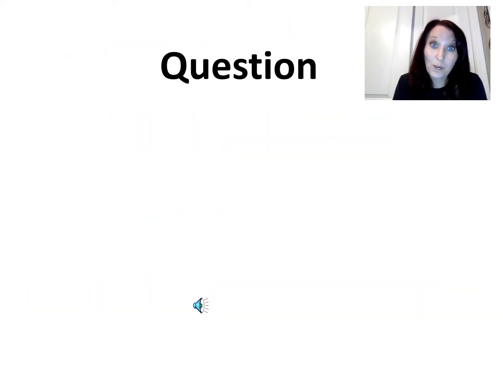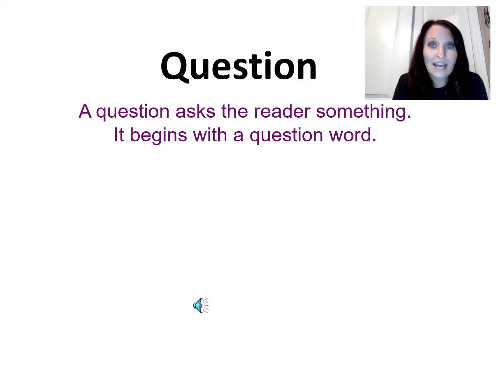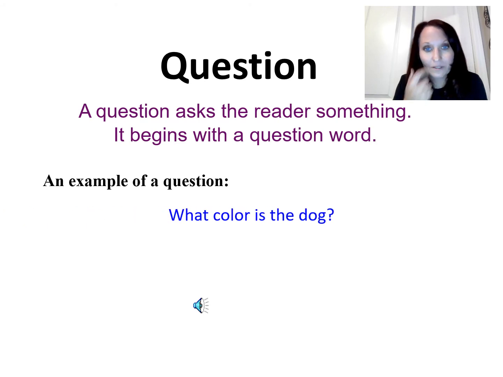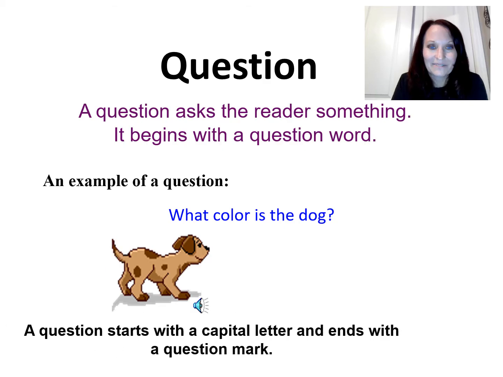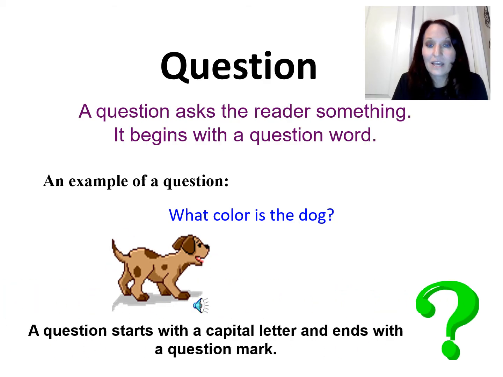Then we talked about questions. A question asks the reader something, and it begins with a question word. An example was, what color is the dog? And a question also starts with a capital letter and ends with a question mark.